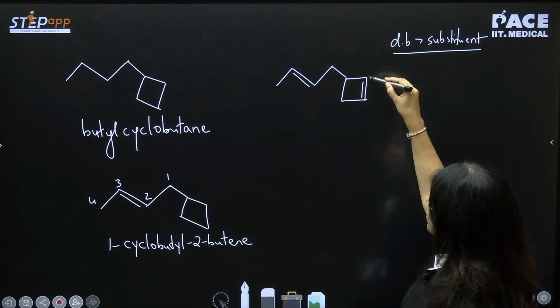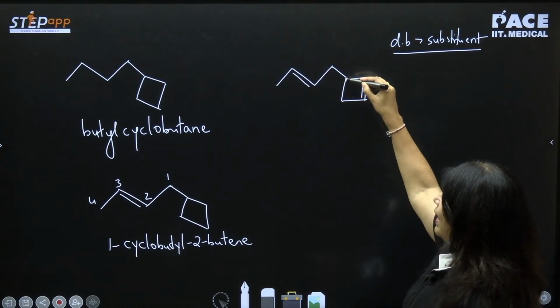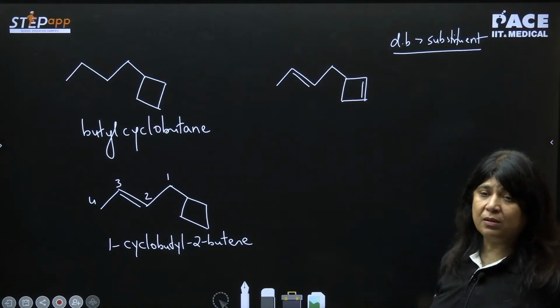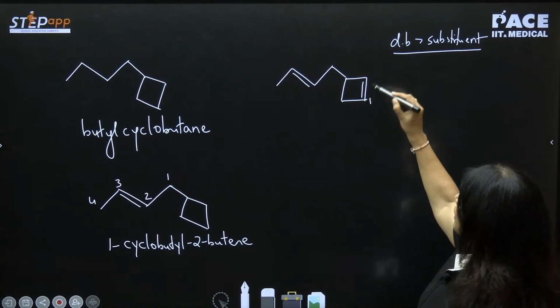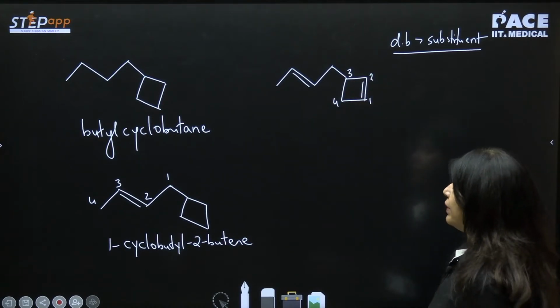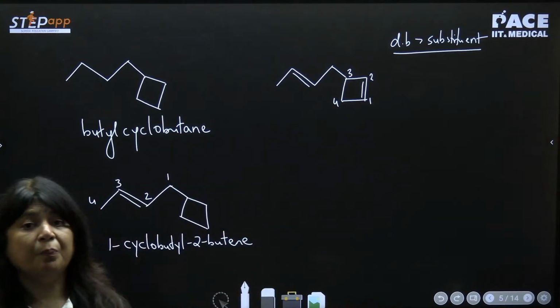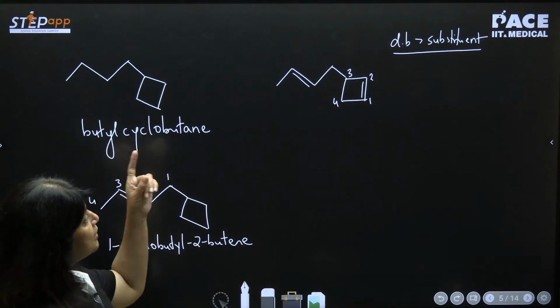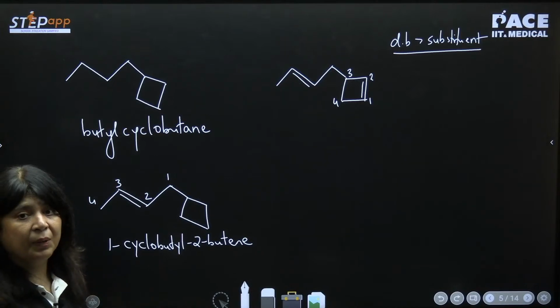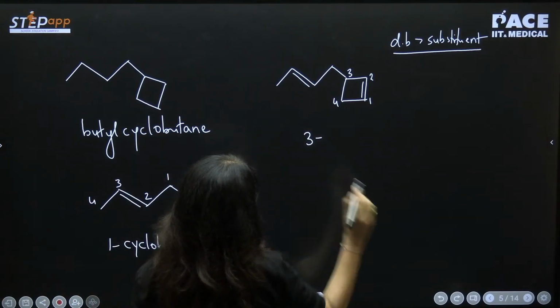I could number this as 1, 2, 3, 4. If I number it like this, I get position 4 for the substituent. But if I number it like this, I get position 3 for the substituent. So this is the correct numbering. It is cyclobutene with a substituent lying on the third carbon.